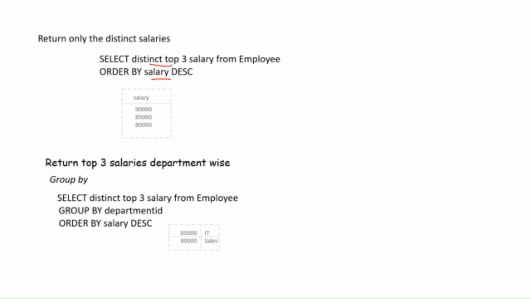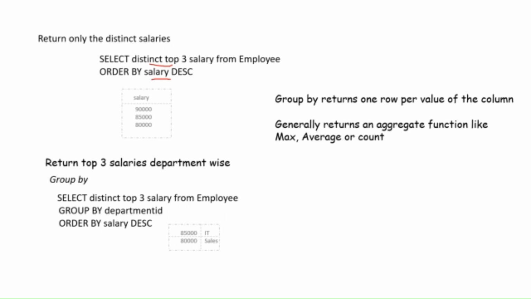And what do we get? We get this. This is totally wrong. But why? The reason is group by returns one row per value of the column. So it works for queries with some aggregate functions like max, average, count, and it tackles questions like what is the max salary in each department or how many employees work in each department. So here you will be using this max keyword, and for here you will be needing to use this count keyword.